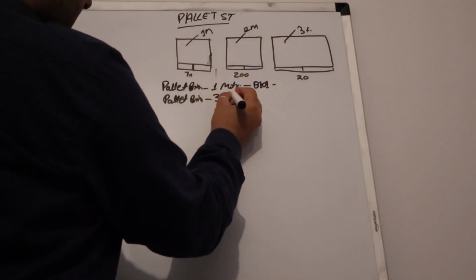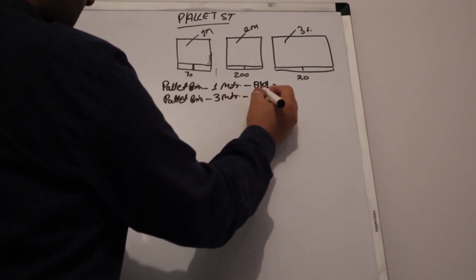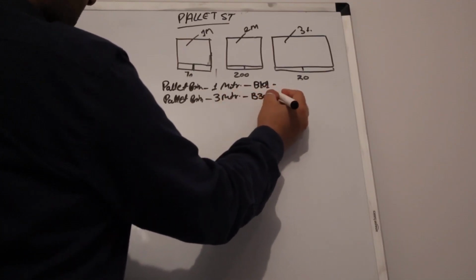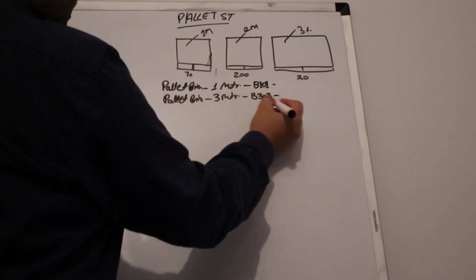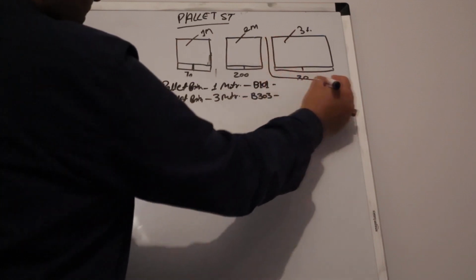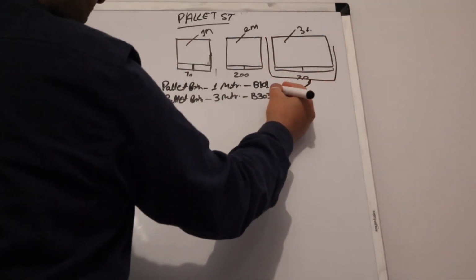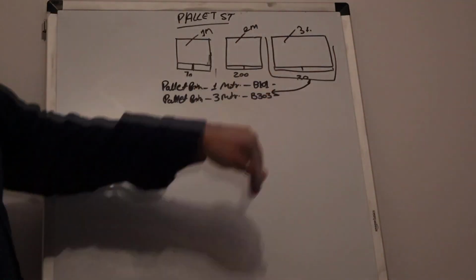So 3 meter bin 303. Okay, this is my bin name. Suppose where we put the exact pallet, this is the bin name. Okay, this is the bin name.